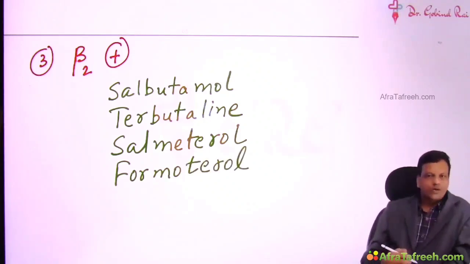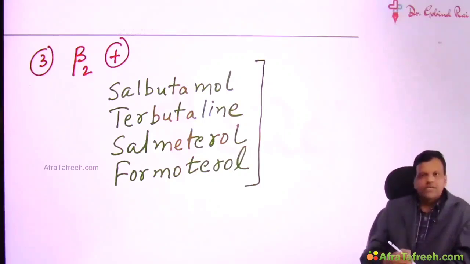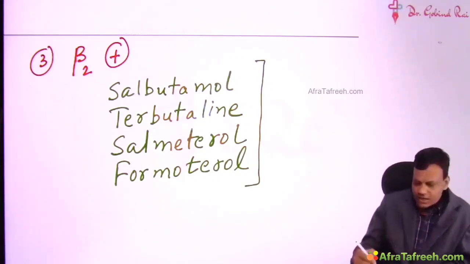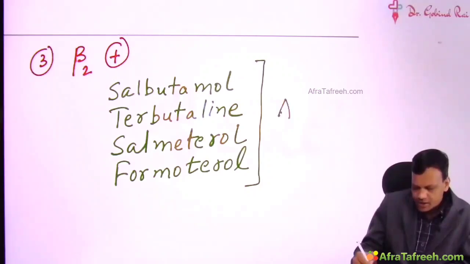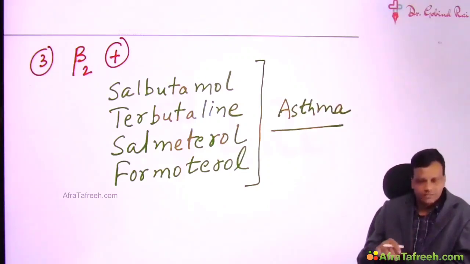They stimulate beta-2 receptors, and stimulation of beta-2 receptors results in bronchodilation. So these are given by the inhalational route and they are used in treatment of bronchial asthma. More details about these we will cover in the respiratory system.